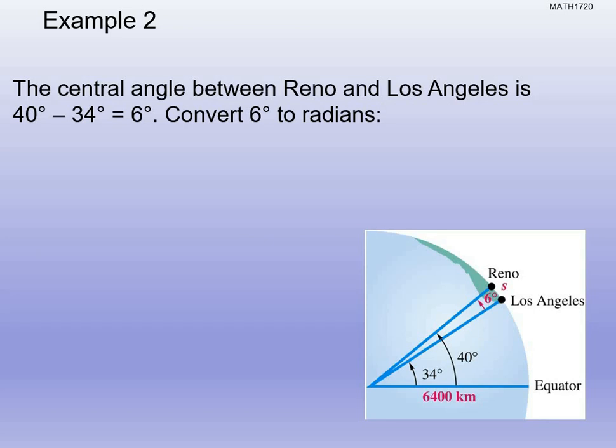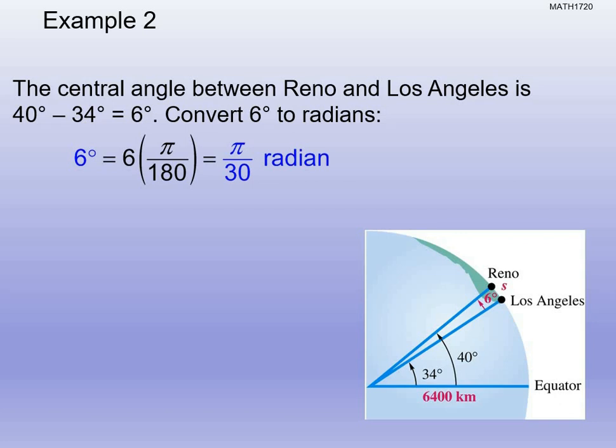If we take a look at the picture here, it helps to draw these out. We start from the equator down at 0, and we go up to 40 degrees, and we can draw Reno. Then we start at the equator, which is 0 still, and we draw up 34 degrees and see Los Angeles. So we can see the difference between Reno and Los Angeles is 6 degrees. Now we have to remember that we got to take that 6 degrees, that theta, and turn it into radians. So we're going to take 6 degrees and multiply it by pi over 180. When you do that, we roughly get pi over 30 radians.